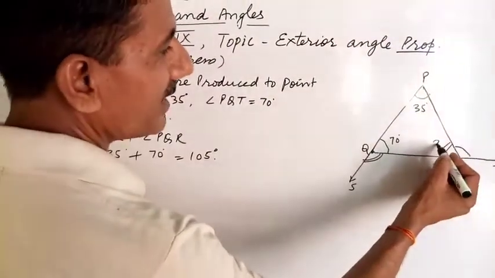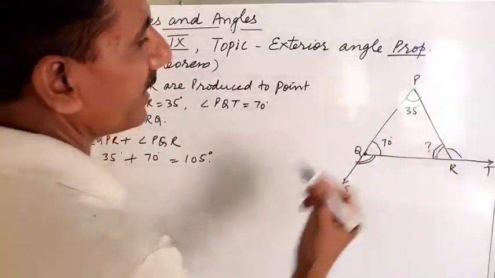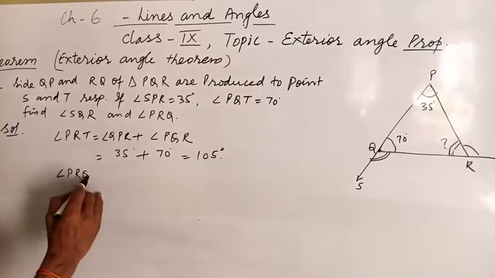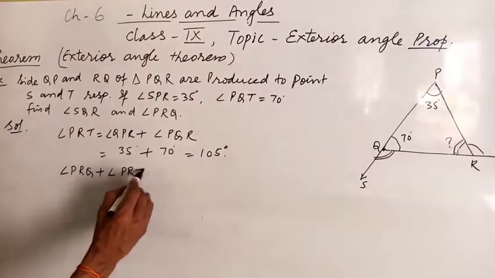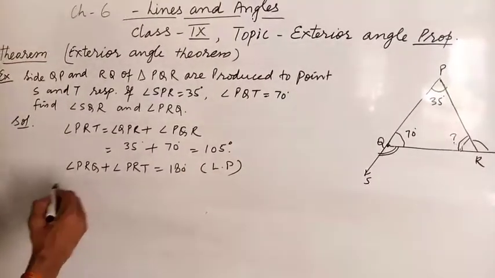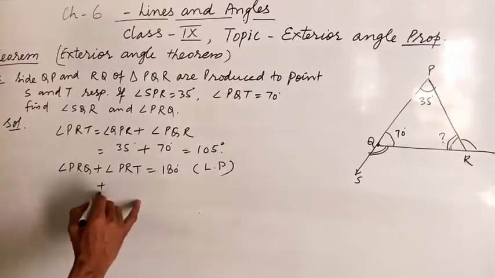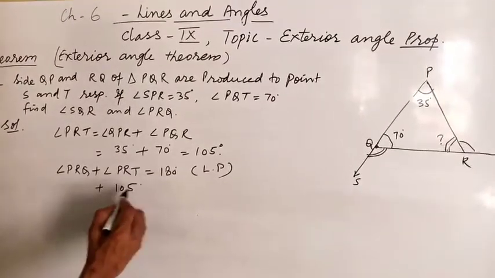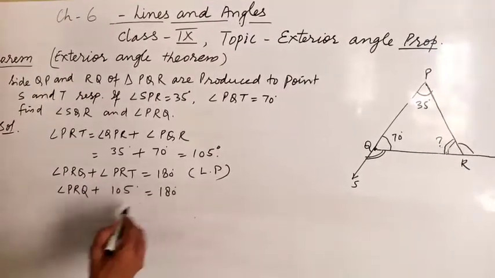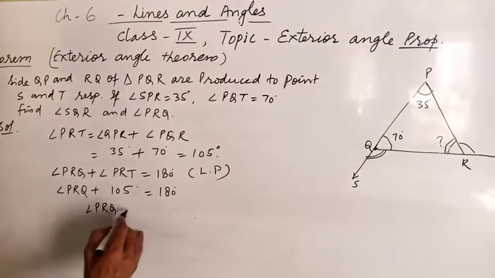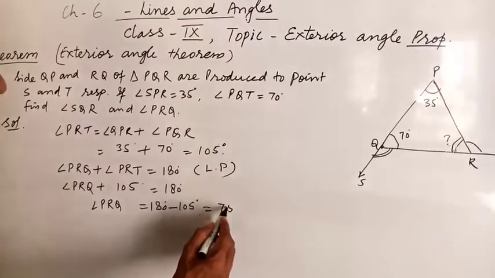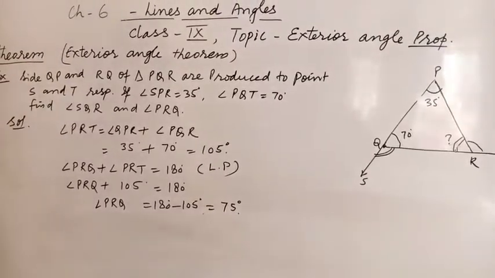Now we have to find angle PRQ. Angle PRQ plus angle PRT is equal to 180 degrees because both are a linear pair. Put the value of PRT, which is 105, and PRQ is unknown. So angle PRQ is equal to 180 degrees minus 105 degrees, which is equal to 75 degrees.